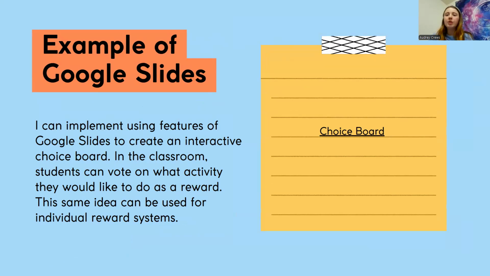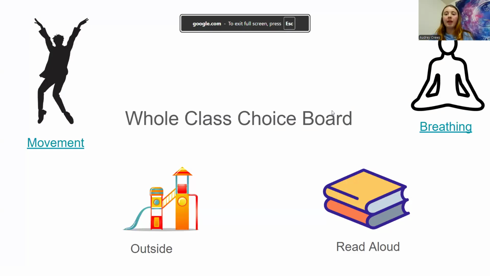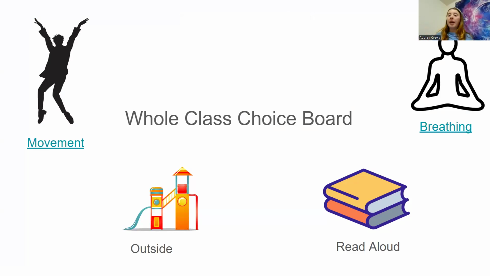In the classroom, students can vote on what activity they would like to do as a reward. The same idea can be used for individual reward systems. So, for example, this choice board that I made here on Google Slides has four options, and students would raise their hand to pick what choice they would want.